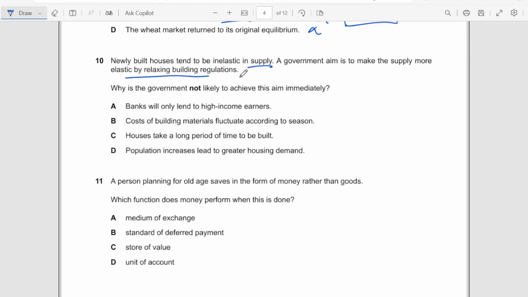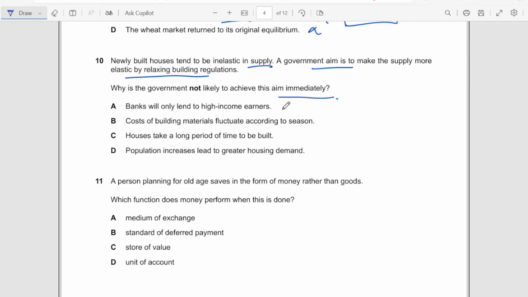What determines elasticity? Well, there are a lot of factors. Let's read here. Why is the government not likely to achieve the aim immediately? Which means, why is it that it might not be able to make supply elastic? Because its aim is to make supply more elastic.